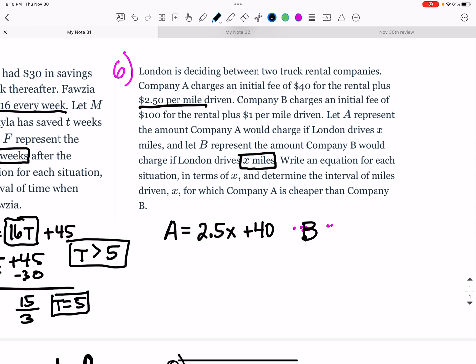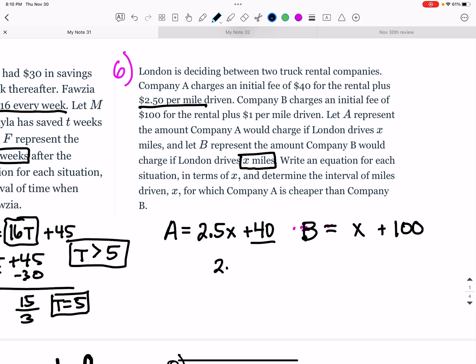$2.50 for every mile, $2.50x plus 40. B starts at $100, so B is expensive now, $100 right away, but it only charges $1 for every x, so 1x, but we don't write ones, so it's just x. Okay, when is A cheaper? Well, right now A is cheaper, it's only $40, but for how long?